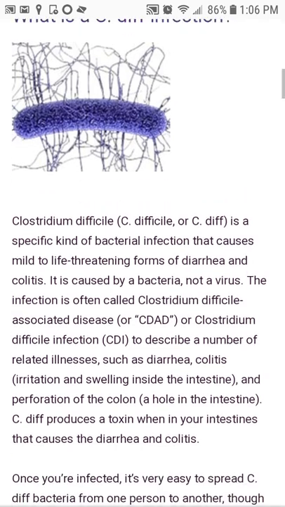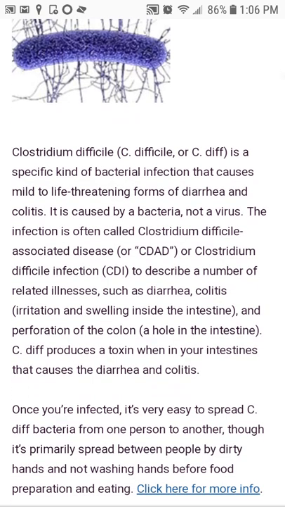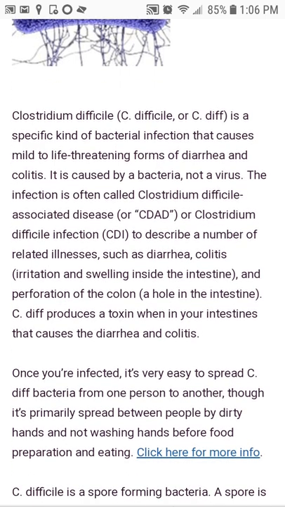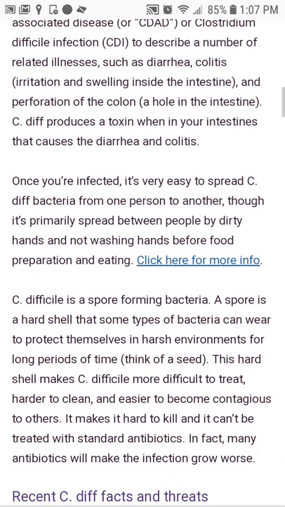What is a C-diff infection? Clostridium difficile, or C-diff, is a specific kind of bacterial infection that causes mild to life-threatening forms of diarrhea and colitis. It is caused by a bacteria, not a virus. The infection is often called Clostridium difficile associated disease, or CDAD, or Clostridium difficile infection, CDI, to describe a number of related illnesses such as diarrhea, colitis, perforation of the colon, a hole in the intestine. C. diff produces a toxin when in your intestine that causes the diarrhea and colitis.